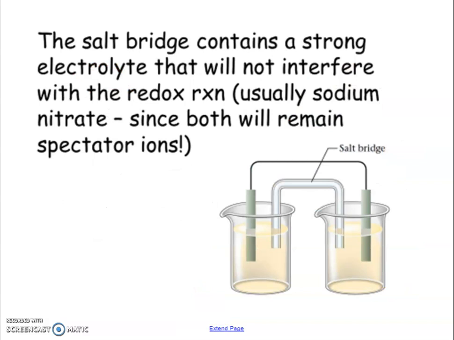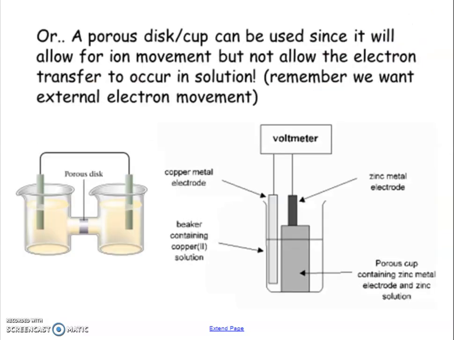Okay, so we've already mentioned that a salt bridge contains a strong electrolyte, in other words, an ionic compound that contains only spectator ions, so it will not interfere, right? Usually we use sodium nitrate, but there are many ionic compounds that you could use here. The point is you just don't want to have any side reactions occurring. The only reactions we want to have are between our half cells, right? So we want oxidation and we want reduction.